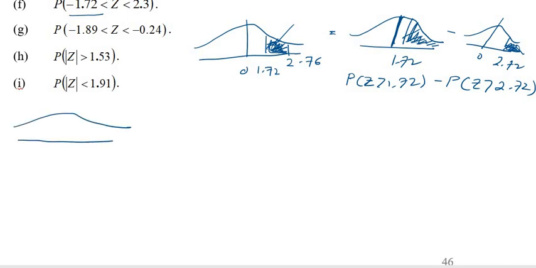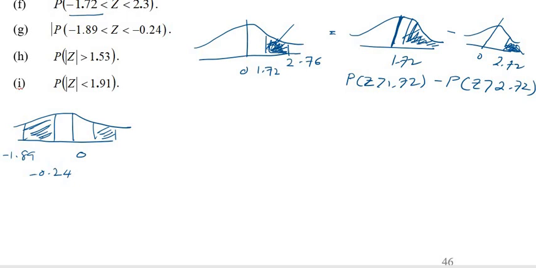G, both negative. In the middle 0, and then negative 1.89, and then negative 0.24. So in this area in the middle. So this is actually the same as this one, but this is the negative value. So you transform it into the right hand side. We will get the same value because it is symmetry.